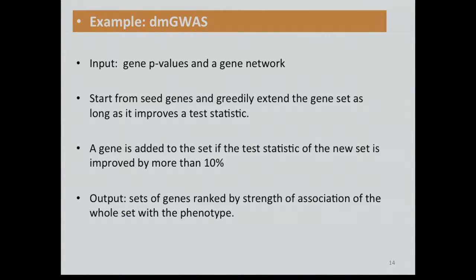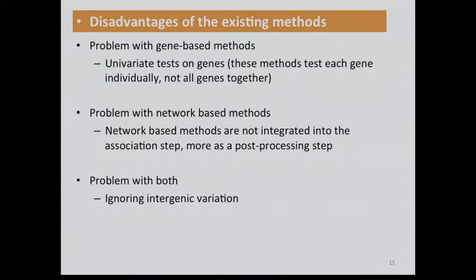As you get a bigger and bigger set, it becomes very difficult to improve the accuracy by 10%. And so that's one of the limitations. And the output is a set of genes that are ranked by strength of association with a phenotype. So I think this part can also be done to extend the work that was presented yesterday to be comparable directly to these methods.